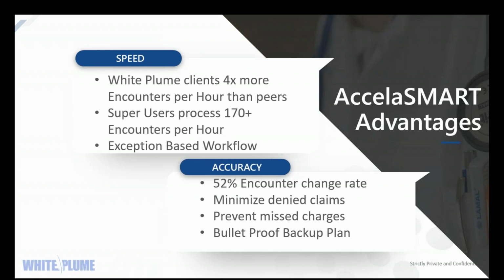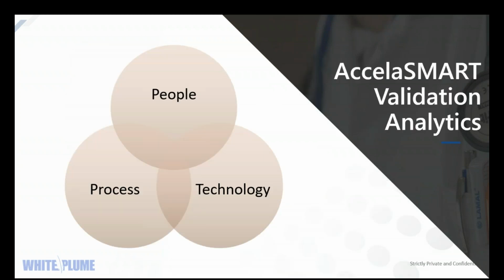And the last piece of that is making sure you have a bulletproof backup plan. How do I build the intelligence into AccelaSMART so that when we have to grow our staff or we have turnover in our staff, we can still deliver the outstanding revenue cycle outcomes that our practice depends on. And so in order to do that, it's always a combination of people and process and technology, right?